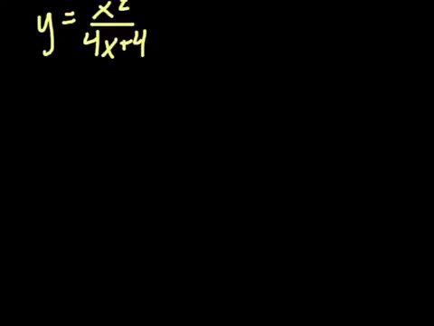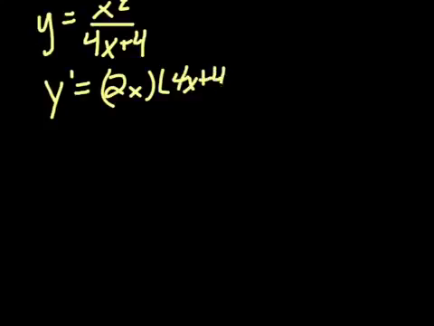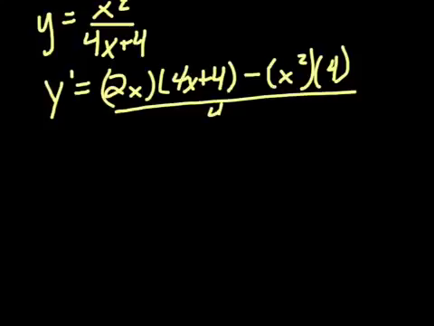Okay, this one is a little tricky. y equals x squared plus 4x plus 4 in the denominator. So first, we find the derivative, and we have to use quotient rule. So y prime equals 2x. Take the derivative of the first, leave the second alone. Subtract, leave the first alone. Take the derivative of the second over the second squared.